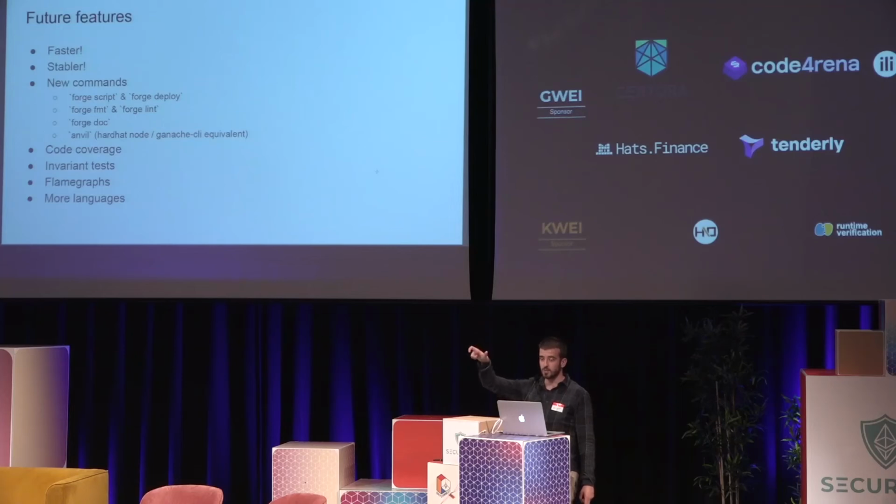Anvil is the third tool in the Foundry toolkit, which is a Hardhat node or Ganache competitor. And finally, we're adding code coverage because you want to be seeing what your tests cover. Invariant tests, which mean that I write a property and this property gets checked when the fuzzer starts firing at random functions on my contract, so you explore even more code paths. We're adding flame graphs, which are very important for figuring out gas optimizations and knowing where your program spends most of the time, and more language support like Vyper, Fe, and others.